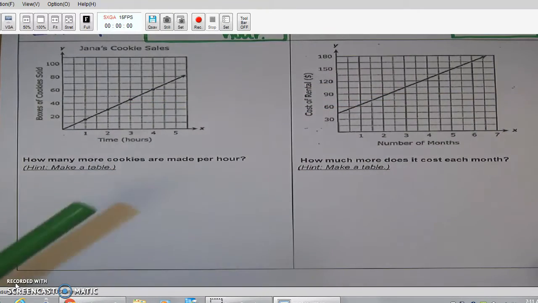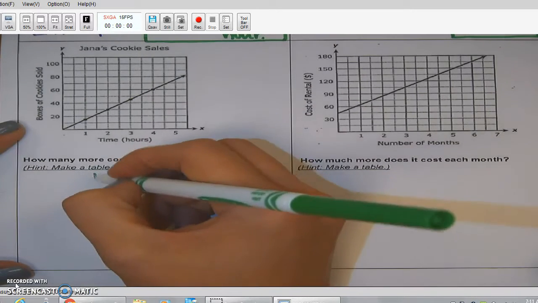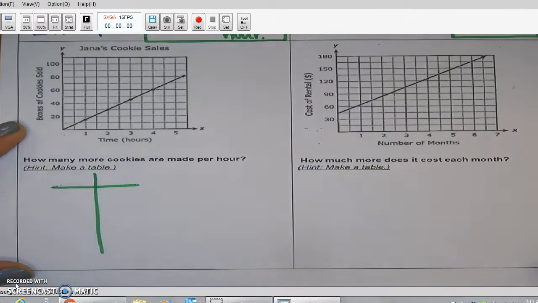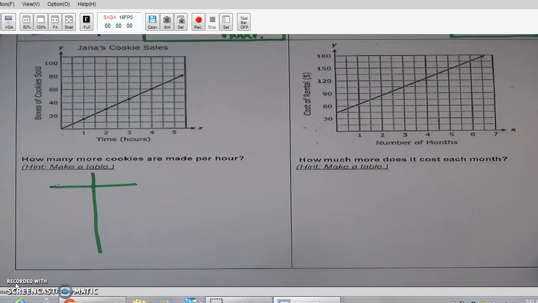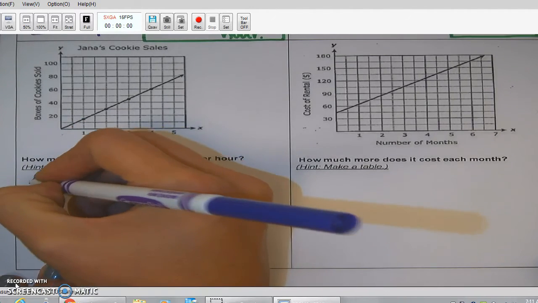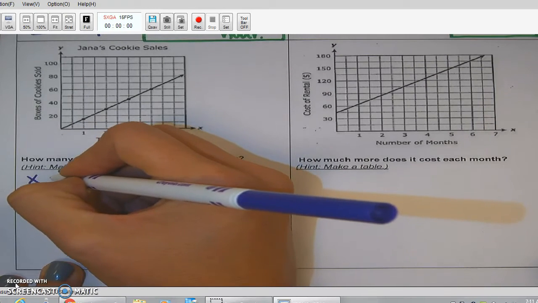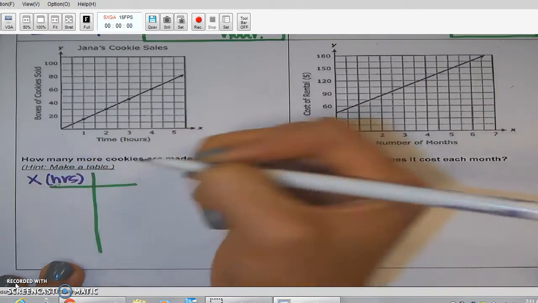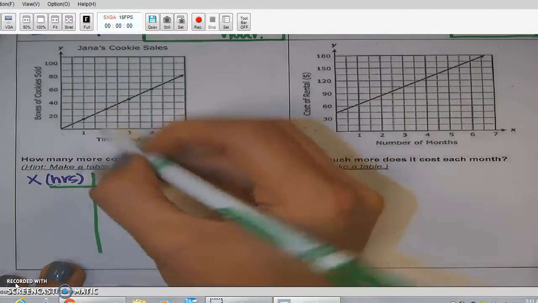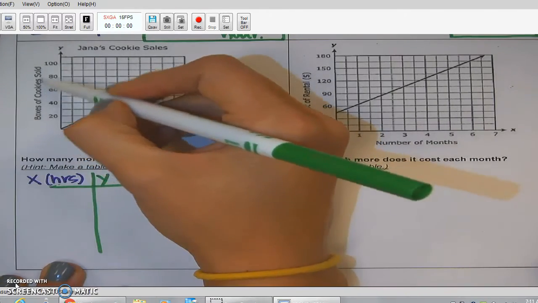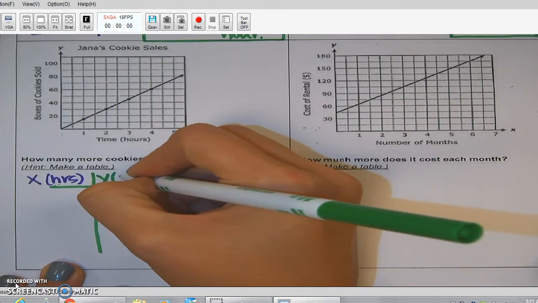So before we can find the rate of change from our graph, we need to make a table. So we're going to make a table just like the ones we were looking at in the first two examples. And we're going to label one side X and one side Y. We know we always put X on the left side. And in this case our X axis is hours. So I'm going to put hours. And my y-axis on the other side is labeled cookies sold, so I'm just going to put cookies.